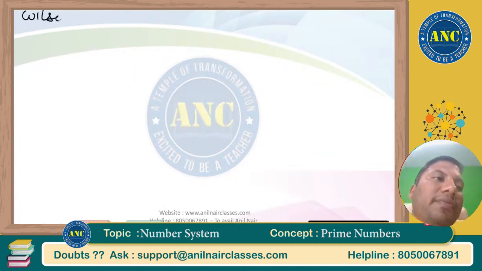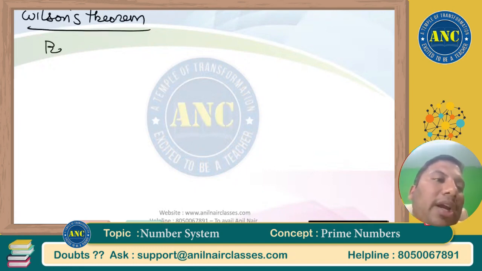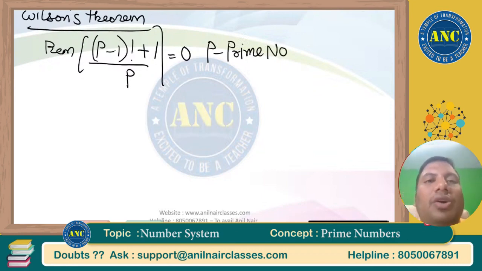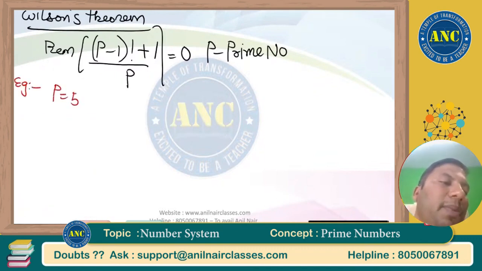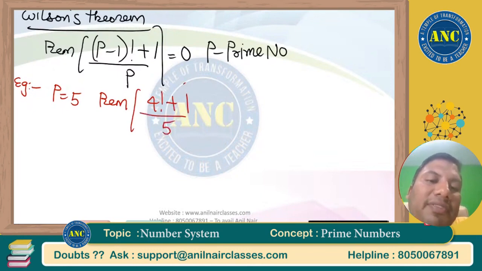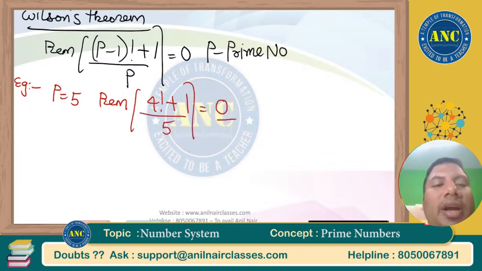Wilson's theorem application. What is Wilson's theorem? Reminder: when (P minus 1) factorial plus 1 is divided by P, the remainder is always 0 if P is a prime number. Let us cross check whether this is right by taking P value 5. This is 5 minus 1, 4 factorial plus 1, which is 25, divided by 5. What is the remainder? 0.